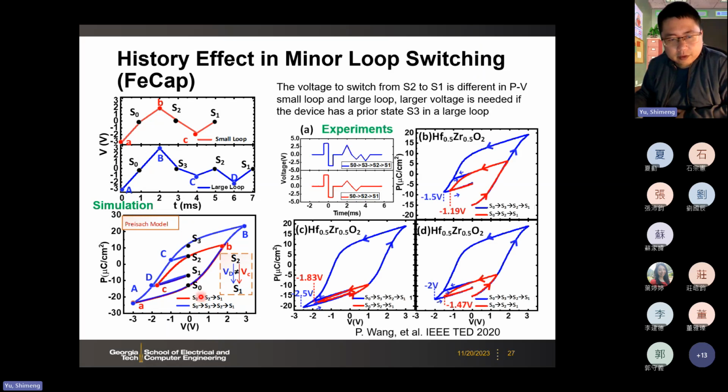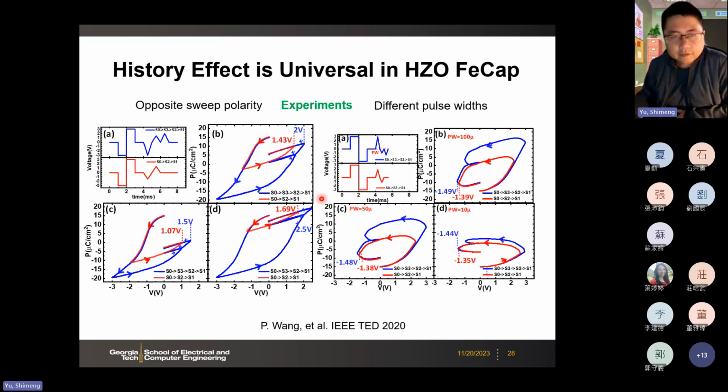And of course, this is a simulation from a precise model. But we did the experiments in our hafnium zirconium oxide sample, and we tried different conditions. We do see the differences in the switching voltage. We also tried different switching polarity. On the positive voltage side, we also see similar behavior. And with different pulse widths, that means different sweeping frequency, we also see these differences. So this seems universal in the FeCAP.